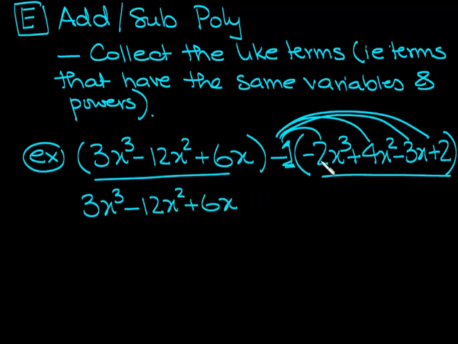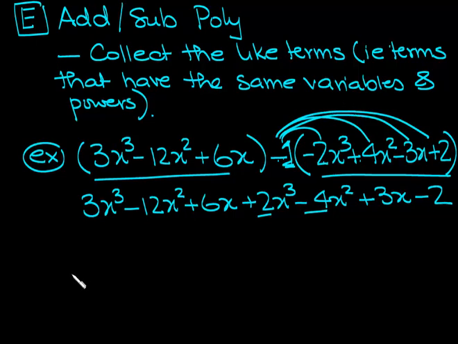So we get -1 times -2 is positive 2x cubed minus 4x squared plus 3x minus 2. So we're taking -1 times -2 gives us 2, -1 times positive 4 gives us -4, and so on. Now we collect the terms that have the same variable and powers. This has x cubed, so I can collect those two. So what do I get when I add these two? I have 3x cubed plus 2x cubed, so you add the coefficients in the front. That's what we do. When I say collect, we basically add the coefficients in the front. So 3 plus 2, we get 5x cubed.